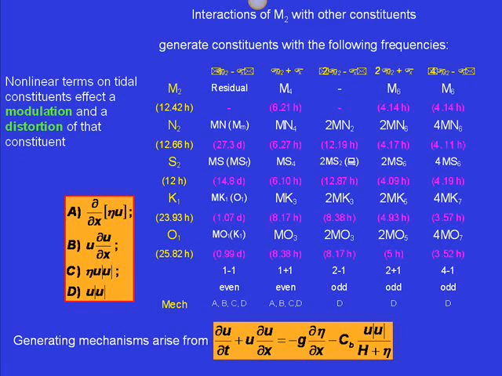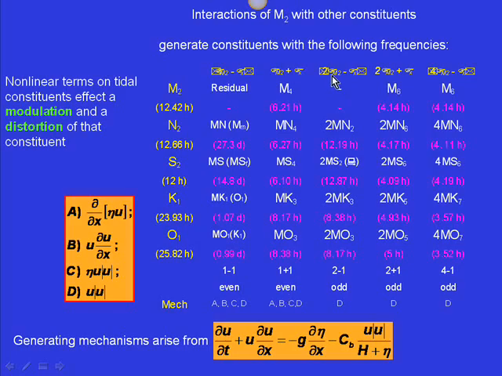So going back to this table, now you can see that I have some numbers on this row and some labels here. What they mean is that here we are subtracting M2 minus M2 or M2 minus N2, M2 minus S2. So this gives us a zero frequency. These are called even modulations, and these would be even distortions because we're adding 1 plus 1.